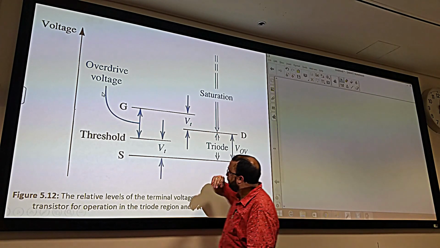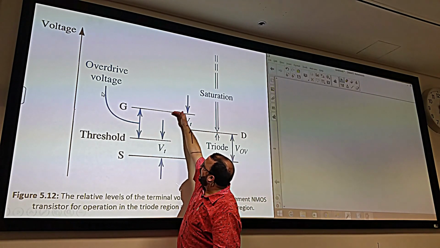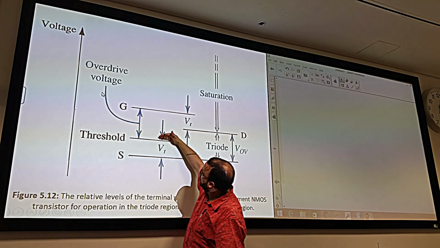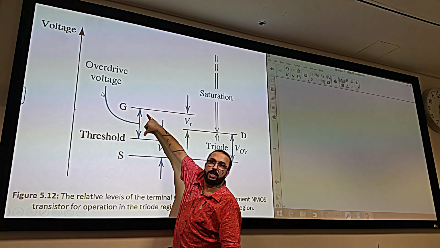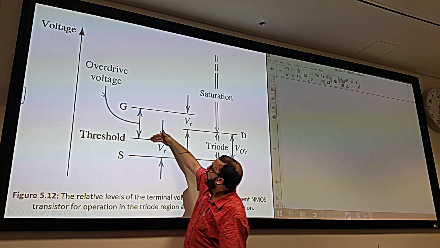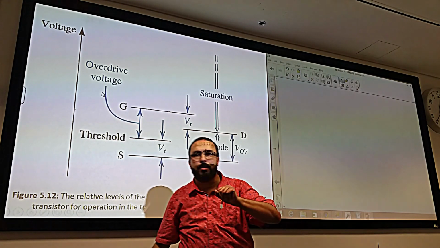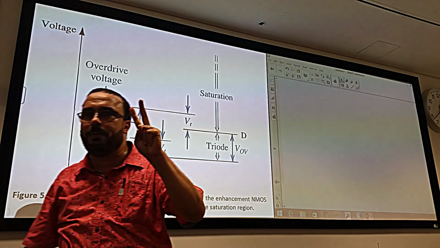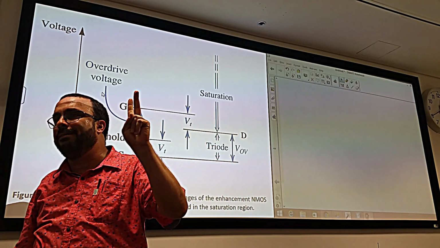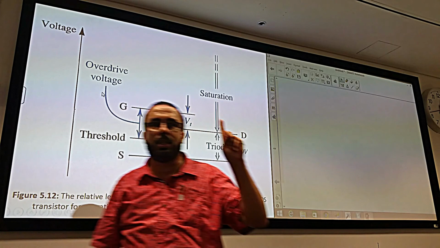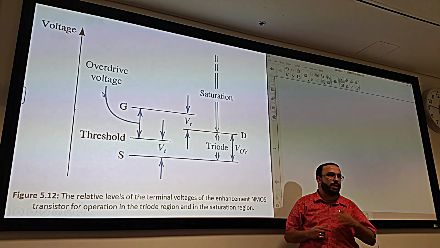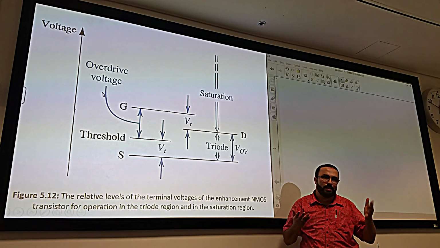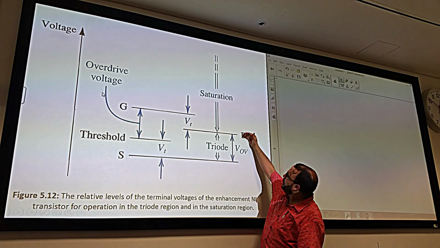Very good. So, let's say VG, the gate voltage, is above VT by how much? By the overdrive. If we are there, then we have how many possibilities? We have two possibilities: the triode and the saturation. Based on what? Based on the second voltage, that is VDS. Now we come to VDS.